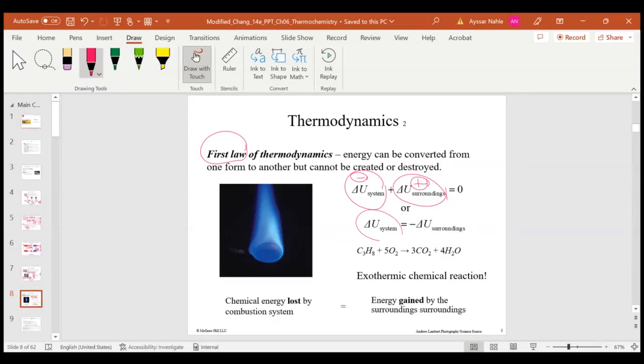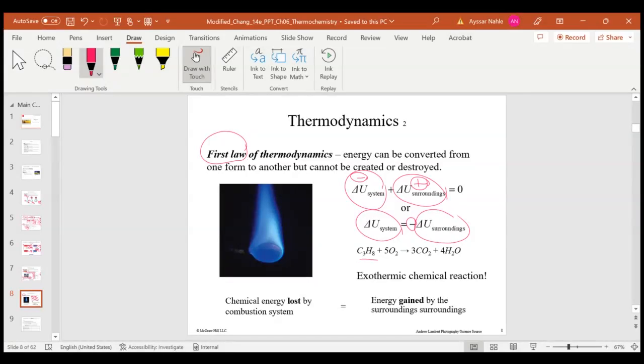Now, delta U of the system must be equal to delta U of the surroundings. That is, 100 kilojoules, the other one 100. But to make a difference between them, one is gaining and the other one is losing, so we have to use a minus sign because they are not exactly equal in sign. They are opposite sign, but they are equal values. Is it clear? Okay.